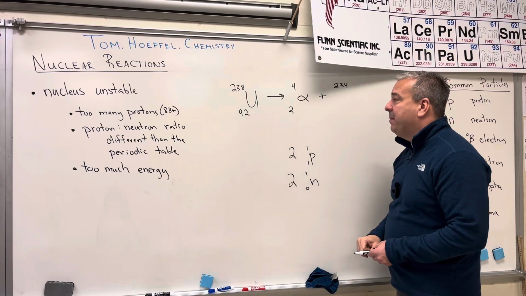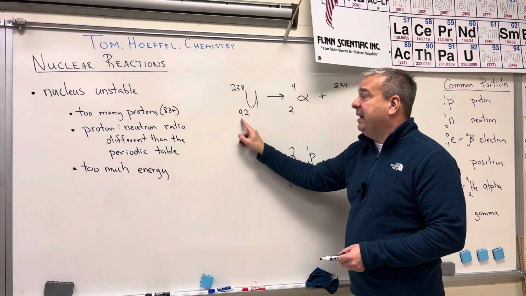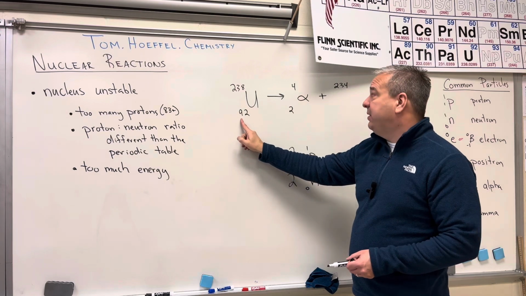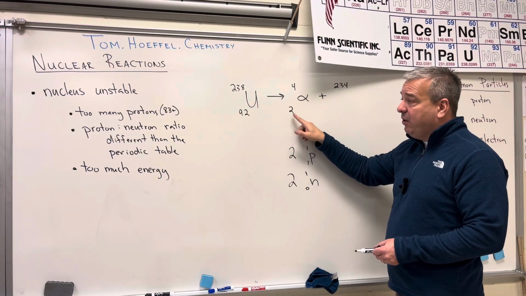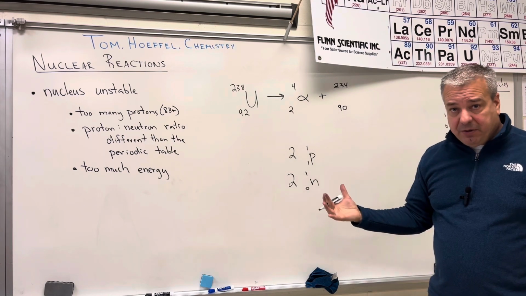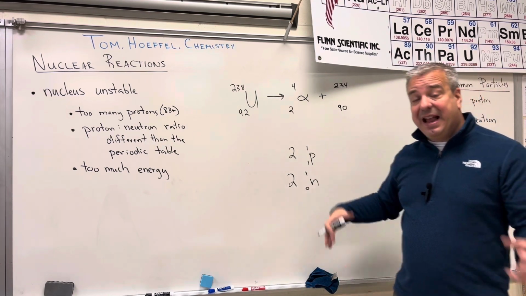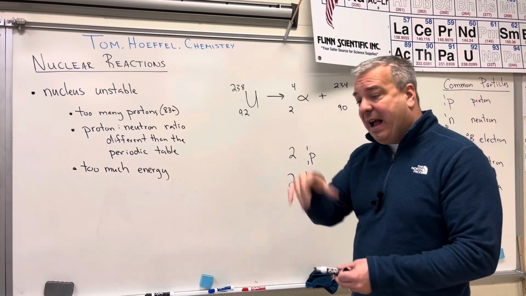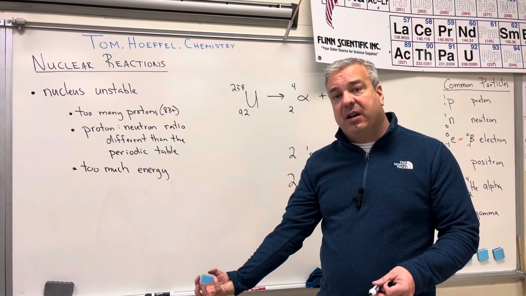Now we do the same thing on the bottom. On the left-hand side of the arrow, we have a charge of 92. Okay? On the right-hand side, we only have 2. So we need another 90 to come from some other place. Okay? And that's going to be the element that's remaining after a chunk of the nucleus comes off.